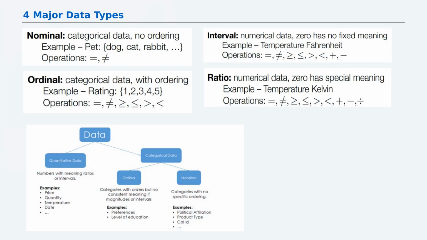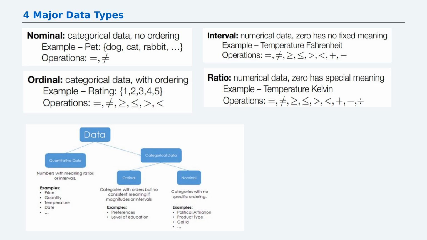There are 4 types of data: nominal, ordinal, interval, and ratio, each differing in ordering and numeric meaning. For example, categorical data can be divided into nominal and ordinal. Nominal data has no order. For example, pets is a nominal data type. On the other hand, movie ratings is an ordinal data type where we can compare them.